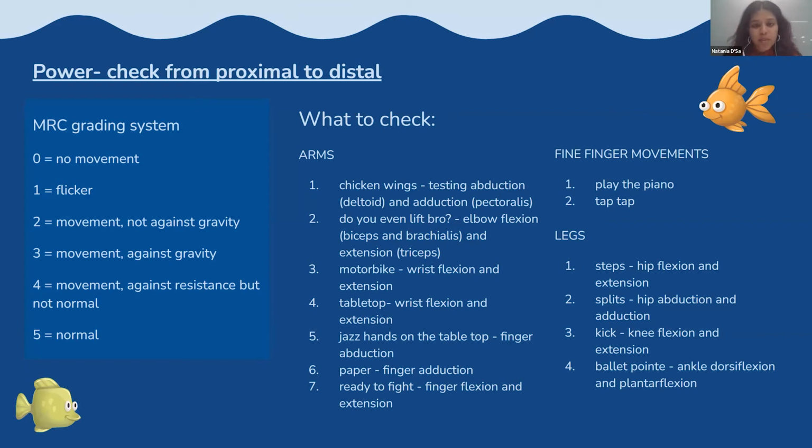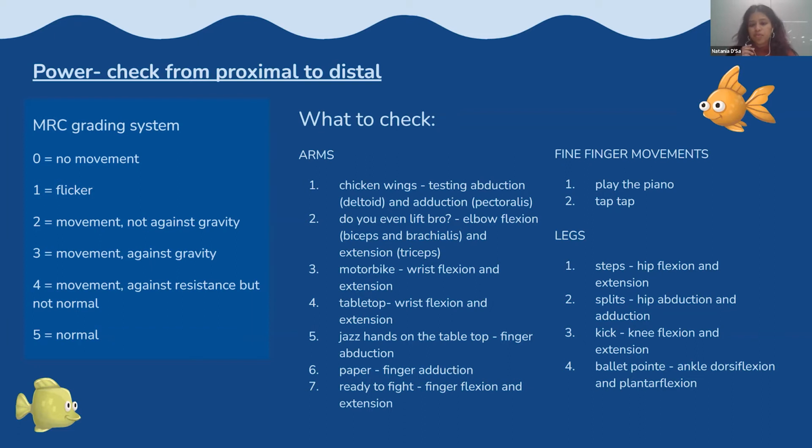So when we're having a look at power here, you can see we have a particular grading system. This is the MRC grading system. If you're rating it a 5, that means the power level is normal. If you're going to 4, they're still capable of movement against resistance, but it's not up to what they're usually capable of. If you're rating it a 3, you have movement against gravity, but not against resistance. 2 is you've got movement, but not against gravity. 1 is you've got a flicker of movement, and of course 0 is no movement at all.